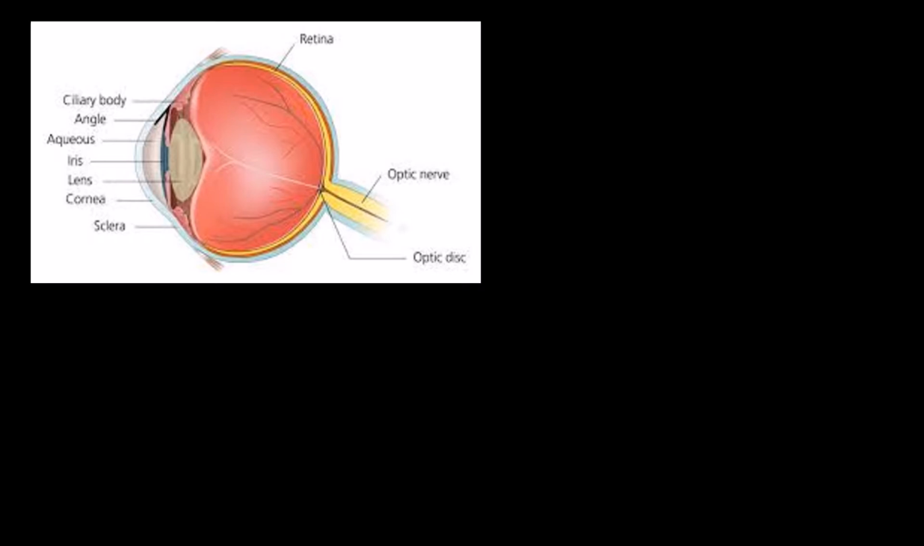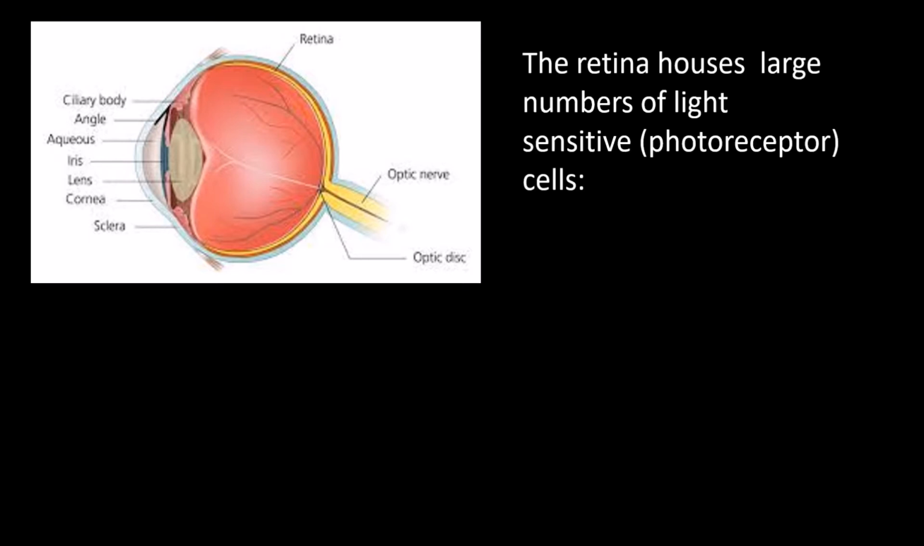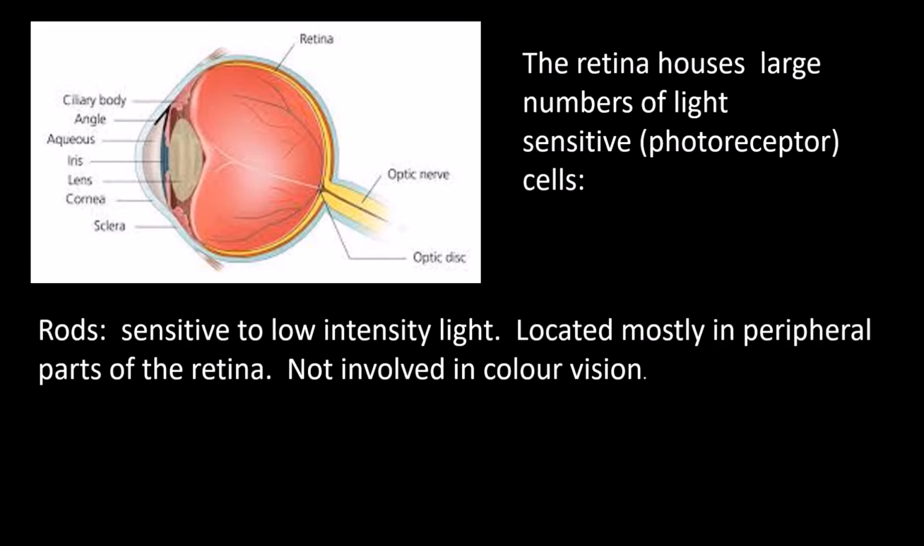So within your eye, at the back of the eyeball, is a layer called the retina, which houses huge numbers of light-sensitive cells, which we can call photoreceptor cells. And these are connected up via nerve fibers to the optic nerve, which in turn carries the information from them to the brain. So it's these cells in the retina that we need to think about in relation to colour vision. They come essentially in 4 types. The first type are called rods.